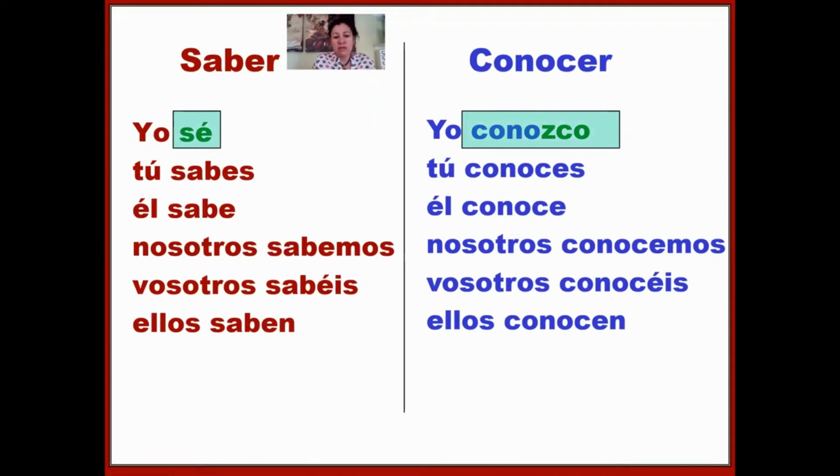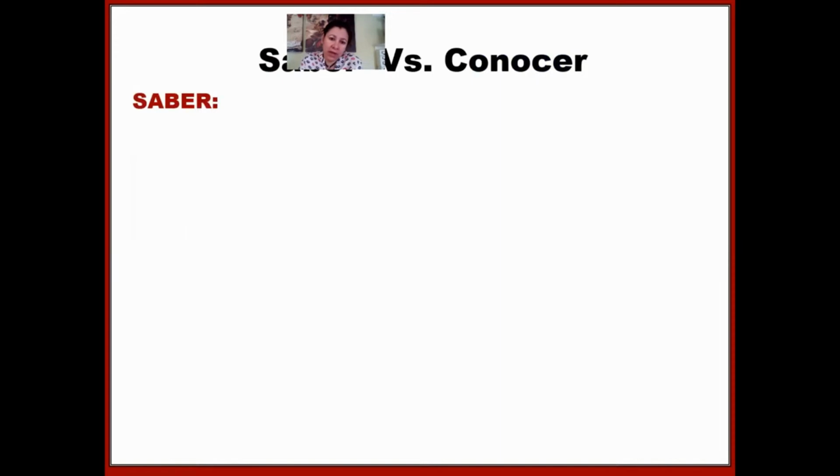The rest is regular. Sabes, sabe, sabemos, sabéis, saben. Conoces, conoce, conocemos, conocéis, conocen. Verbs ending not only in ER, but in CER are going to have that irregularity that conocer is showing all the time. Parecer, apetecer, if you see a verb ending in CER, the yo conjugation is going to be the same one that conocer has, conozco. Muy bien. When do we use saber?